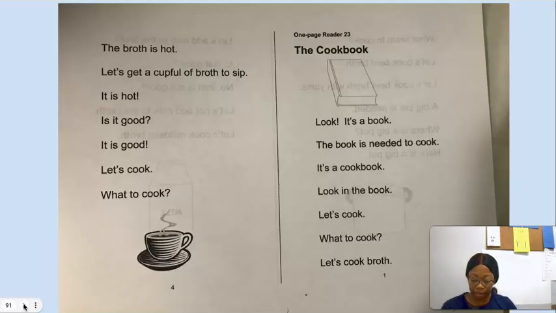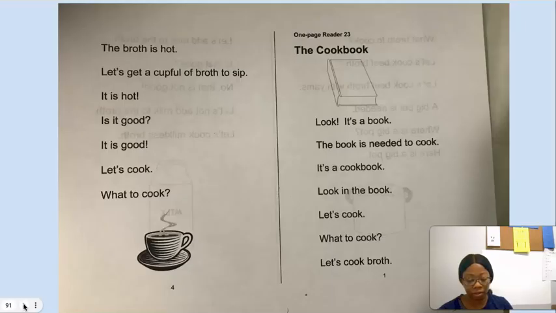All right. So what is the picture on page 2? A pot. Right. It's a big pot. All right. So remember, I'm going to read it and then you will read it. What broth to cook? Let's cook beef broth. Let's cook beef broth with yams. A big pot is needed. Where is a big pot? Here is a big pot. Your turn.